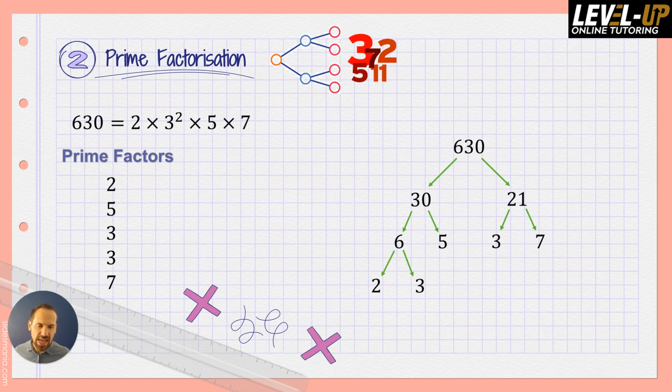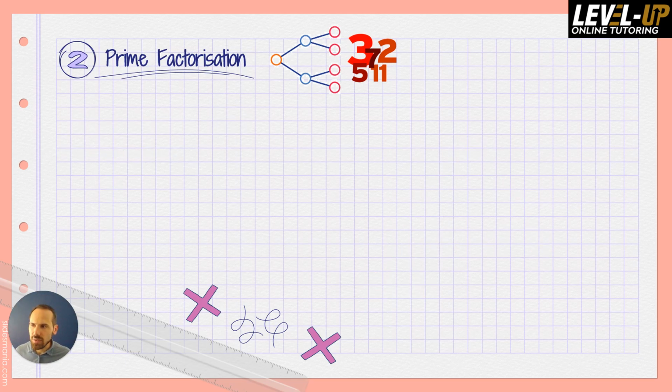And these numbers at the end of these branches of the tree diagram, this is what makes up your prime factorization. So you've got 2 times 3 again, times 5, times 7. So this is more of a formal way of working it out.